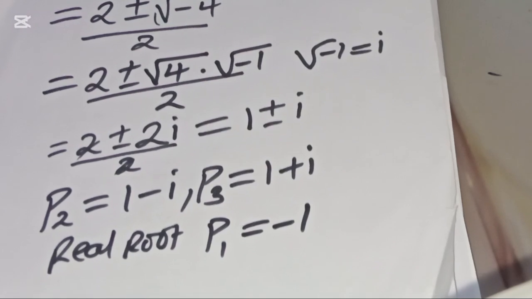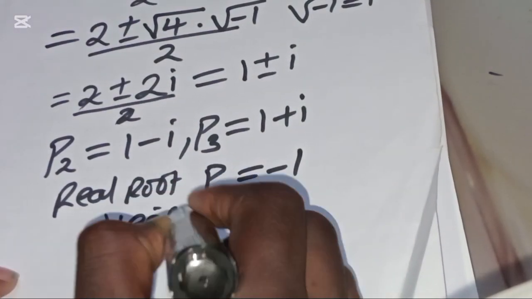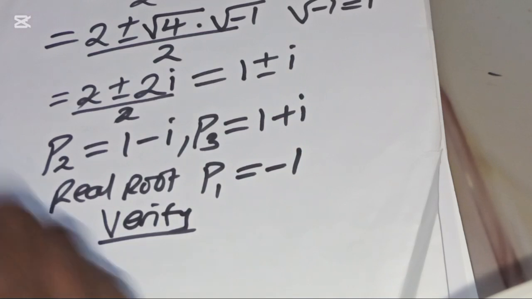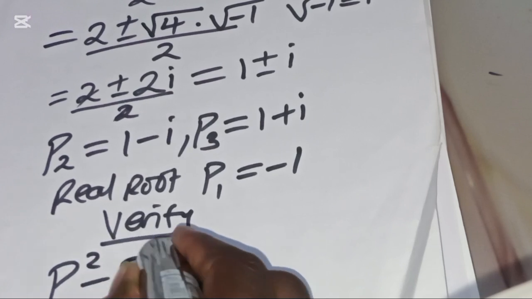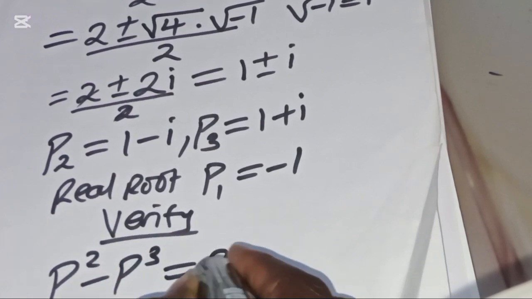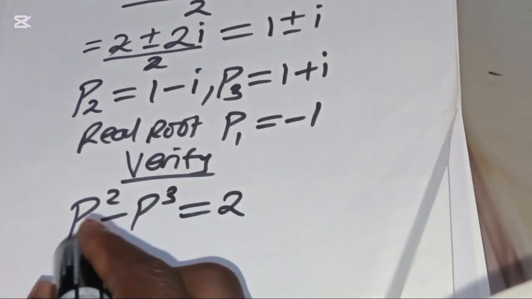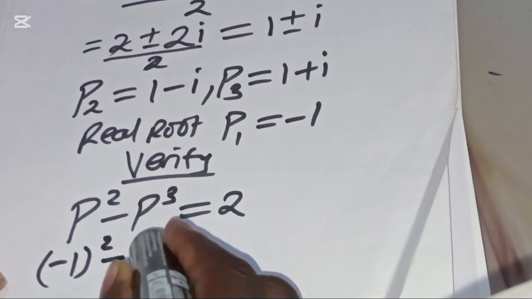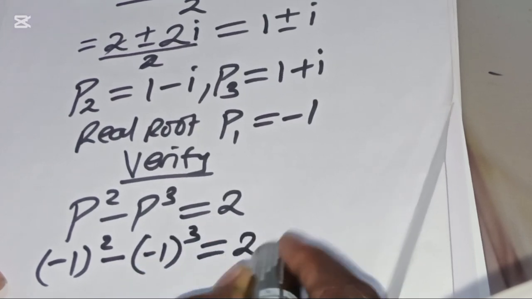Okay, so let's verify that p1, which is -1, actually satisfies the equation. Remember, we have that p to power 2 subtract p to power 3 is supposed to give us a value of 2. So let's substitute the value of p. We have -1 squared subtract -1 cubed. This should give us a value of 2.